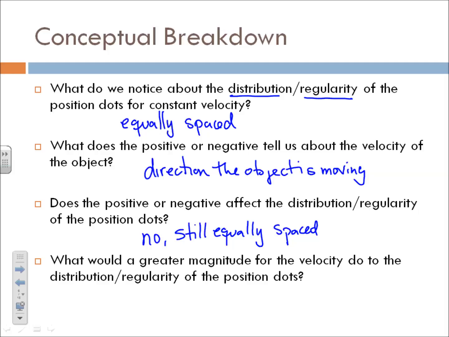Would a greater magnitude, what would that do for the velocity? If I had a bigger velocity, say 2 meters per second, let's make it crazy, let's make it 10 meters per second, what does that do to the distribution of the dots? Well, we get a larger space in between, because essentially it's covering more displacement in 1 second or one period of time. So a greater magnitude for our velocity means that the dots are more spaced out.